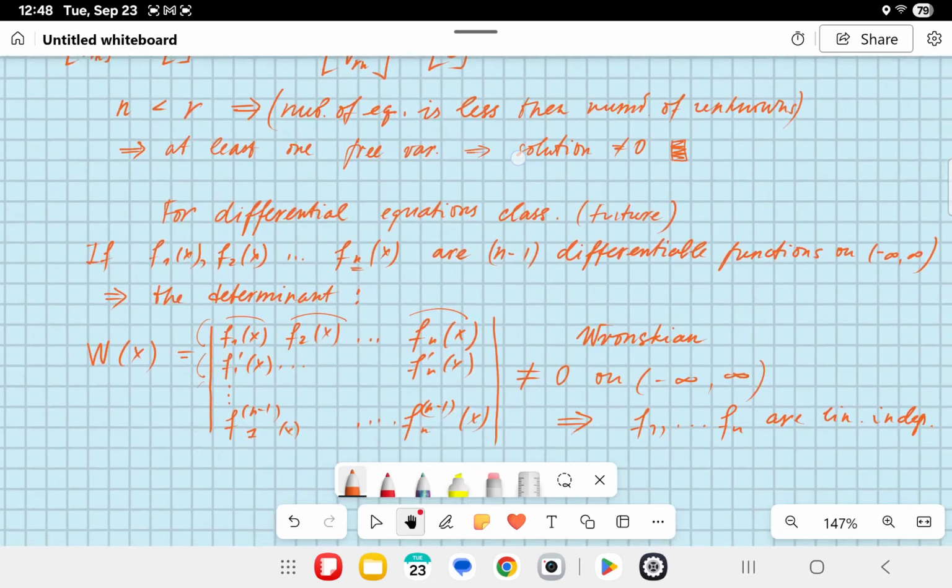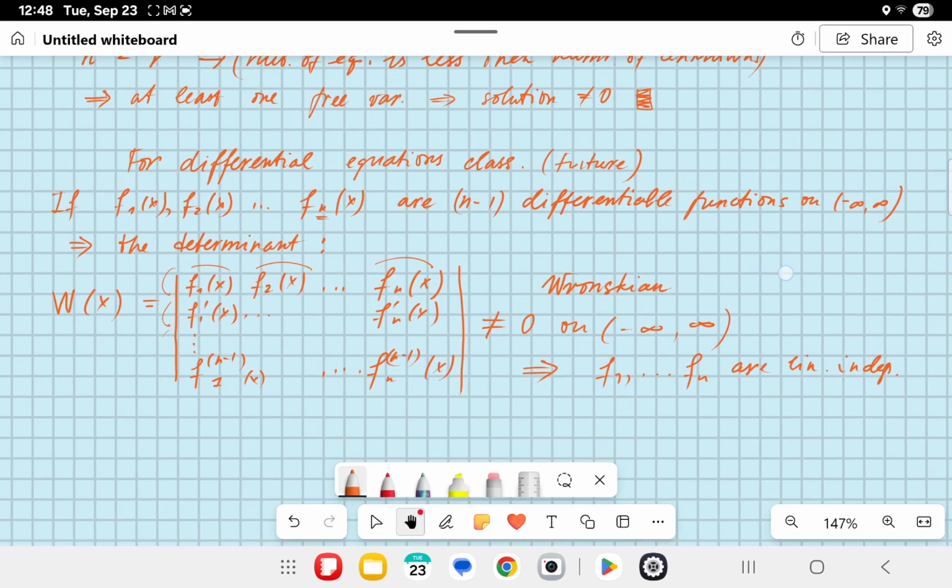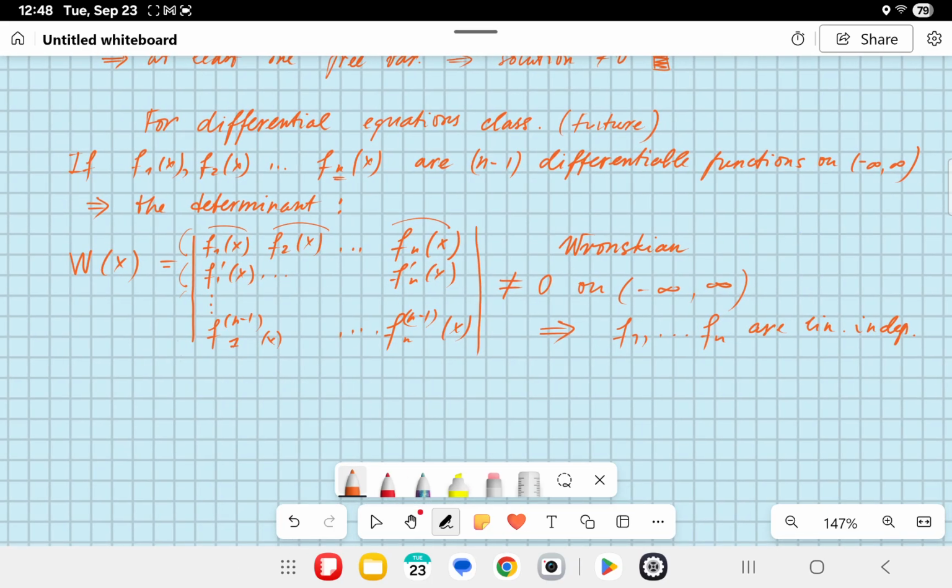Now, I don't remember, I think for the differential equations class, I just wanted to introduce the Wronskian. Imagine that you have n functions, and they're not polynomials. They can be any functions. The only condition is that they're supposed to be n minus 1 times differentiable on the whole number line. For example, exponential functions, sine, cosine, lots of functions are n minus 1 times differentiable.